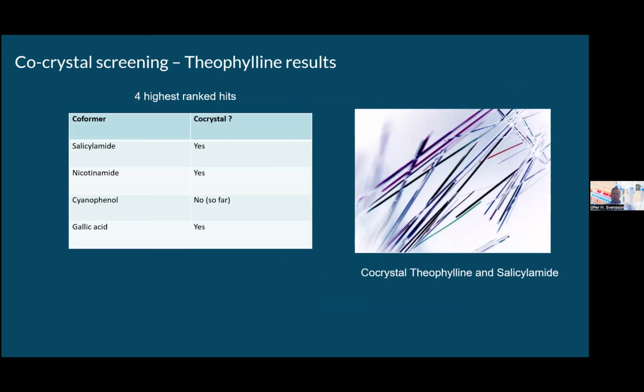An example of a co-crystal formed with salicylamide can be seen on the right-hand side. It is noteworthy that the library also contains co-formers that are not suitable for pharmaceutical development. However, the inclusion allows for comprehensive understanding of what can trigger co-crystal formation in different systems. An example of such a library candidate in this case is cyanophenol. And in this case, we were not actually able to get a co-crystal with this co-former.